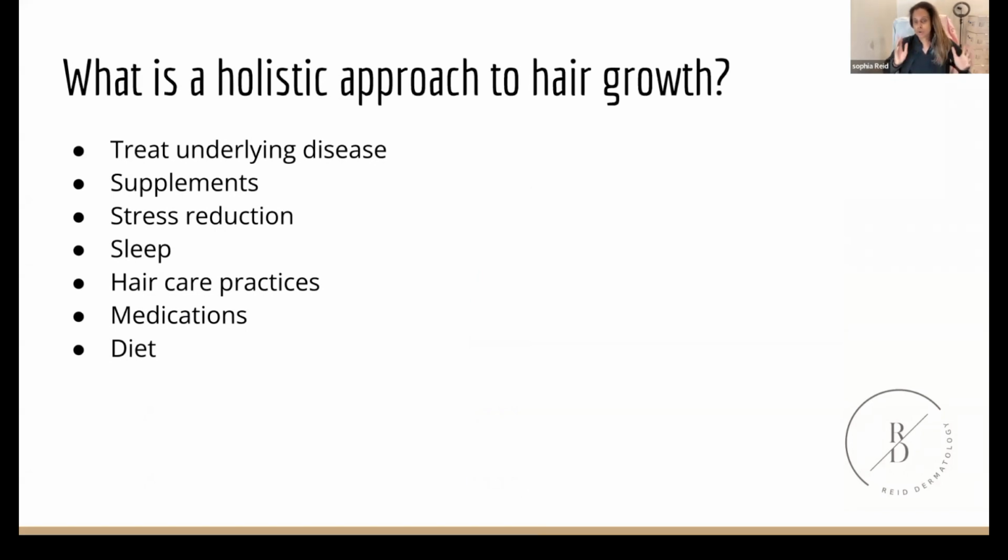So what is this holistic approach to hair growth? It's looking at everything. It's looking at the entire person when we're looking at hair loss and hair growth. If we have underlying diseases, we want to treat those. We want to maximize our nutritional supplements. We want to make sure that we're reducing our stress. You'd be surprised how much stress plays into hair loss, and especially with this pandemic in the last 2 years, we've seen so much stress-related hair loss. It's astounding. Then there's sleep and the role of sleep in hair growth and hair loss, hair care practices, the best ways to style to minimize hair loss, medications that are associated with hair loss, as well as diet.